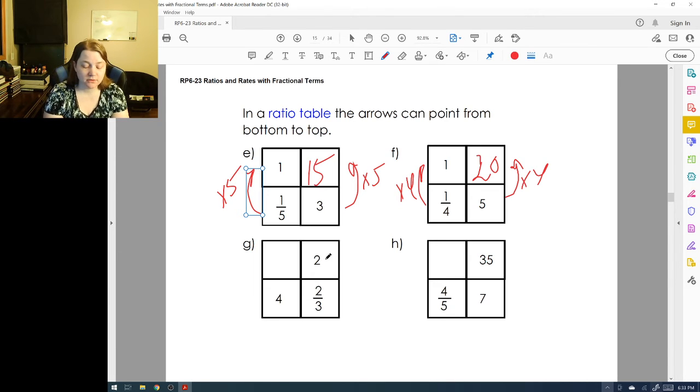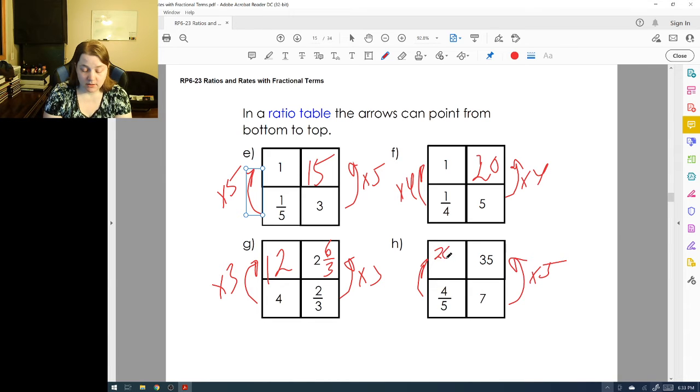To go from 2/3 to 2, well, 2 wholes is 6/3. I'd multiply by 3. Multiply by 3 to get 12. To go from 7 to 35, 7 times 5. That would end up being 20/5, or 4.